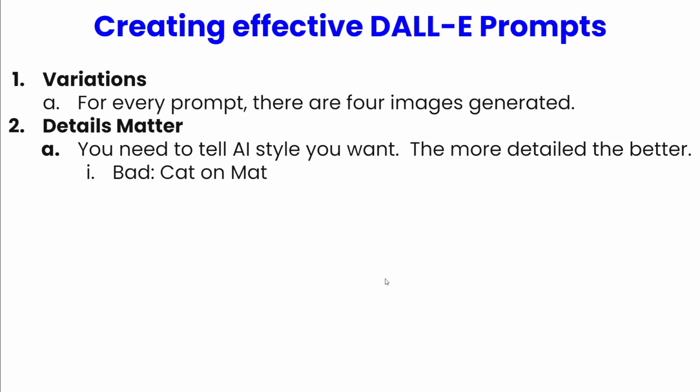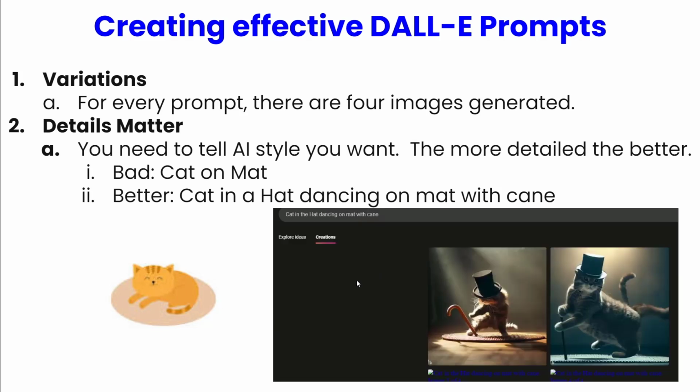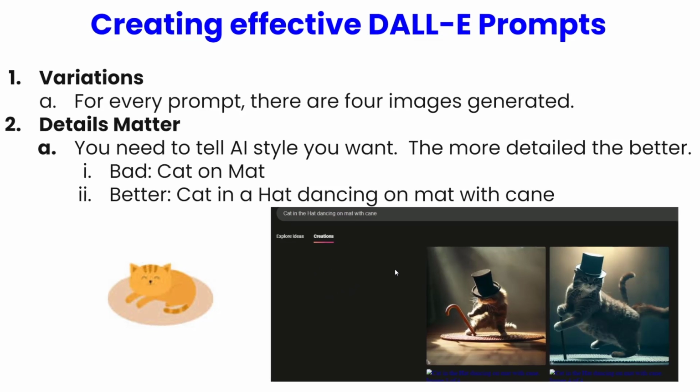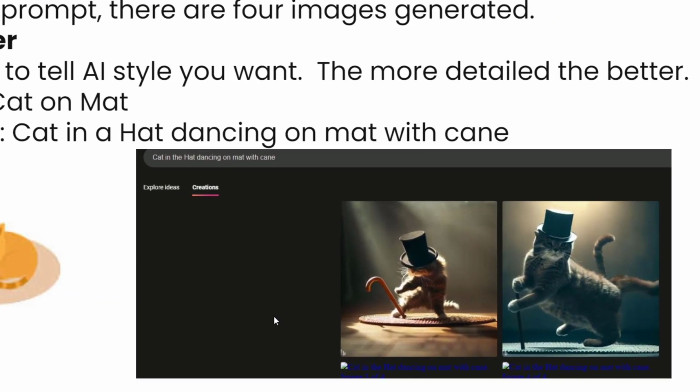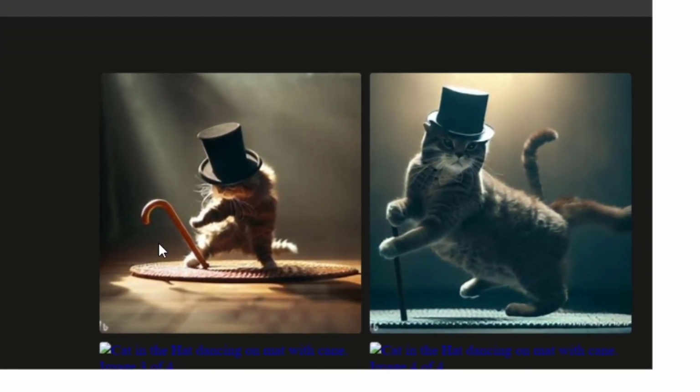A bad example is a cat on a mat. A better example would be a cat in a hat dancing on a mat with a cane. You can see that would be what it would create. And I actually put this prompt into AI, a cat in the hat dancing on a mat with a cane. You have these two very realistic cats doing their thing on the mats with the top hat. Fantastic. This is the website I was talking about for free.